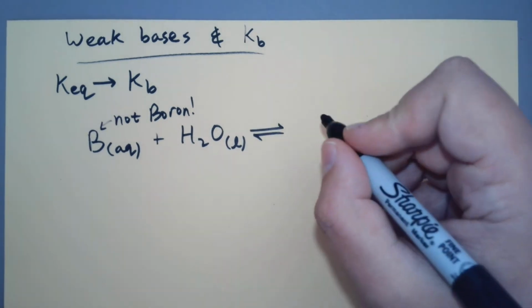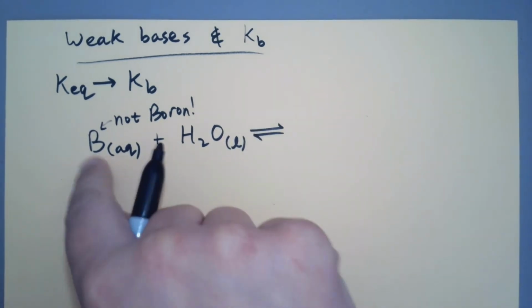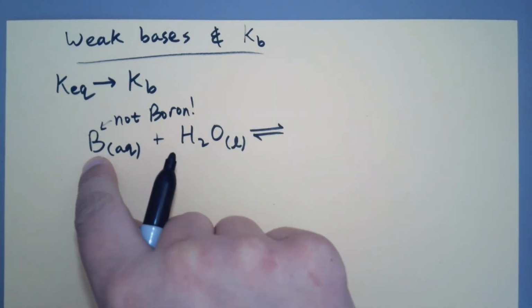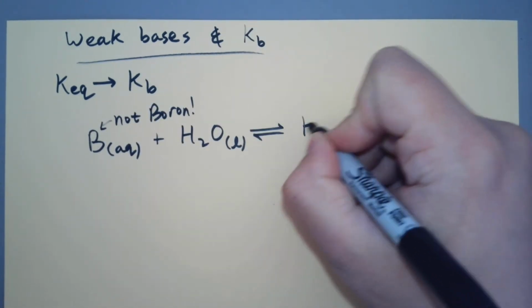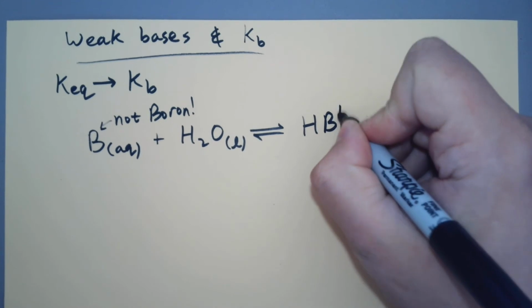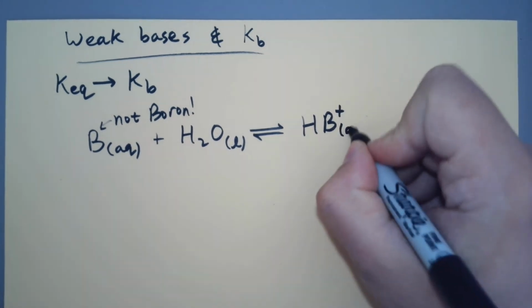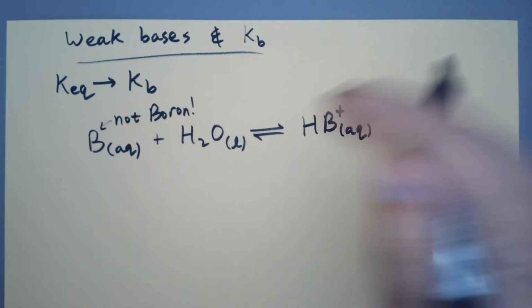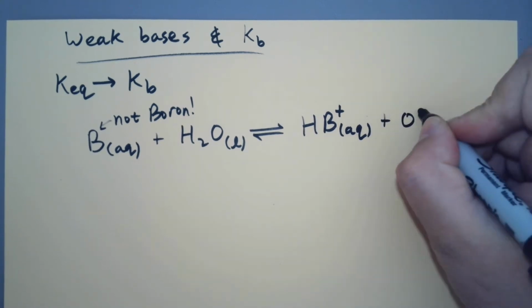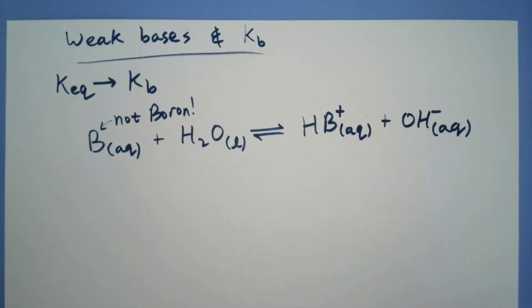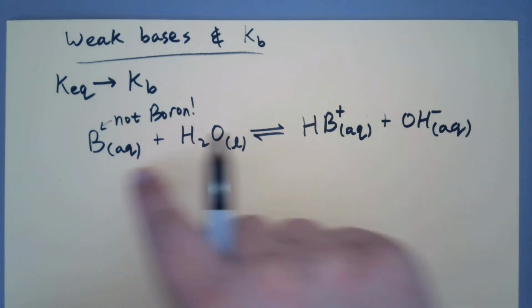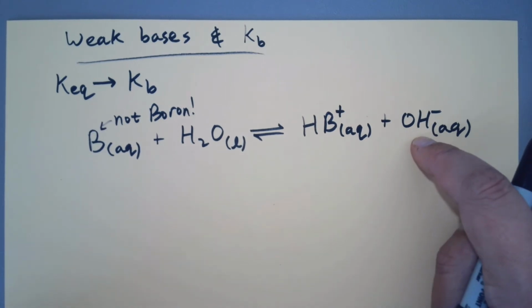Let's see, so we've got a base, so what's it going to do? It's going to pick up an H+, and so that means we've got HB+, which is aqueous. If it takes that away from water, what do we get? OH minus is what remains behind. And so we have a base generating OH minus. That's what they do.